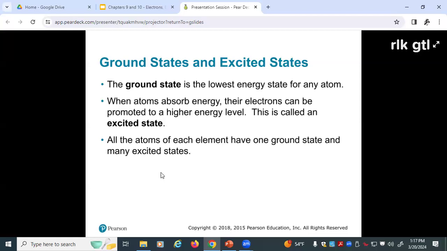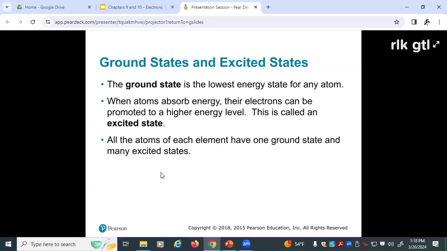Maybe we have an electron that's jumped from the second energy level to the fifth energy level. Maybe you have an electron that has jumped from the fourth energy level to the sixth. There are infinite possibilities for the number of excited states that exist for a given atom. There's only one ground state, because there's only one possible lowest energy configuration.